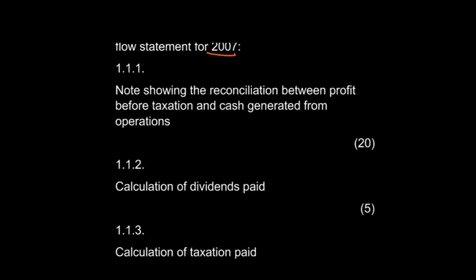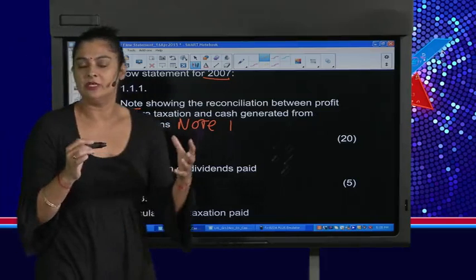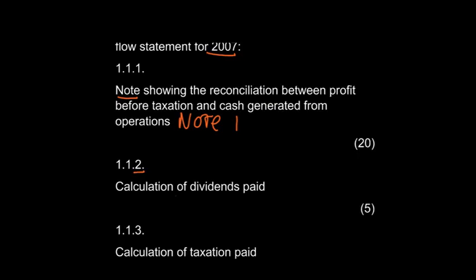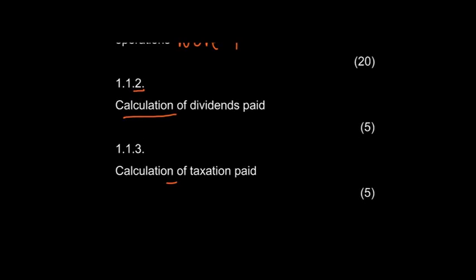Right, let's read. We're going to firstly complete the note showing the reconciliation between profit before taxation and cash generated from operations, and most of you know this note as note 1. This is for 20 marks. It's quite a long note, and the marks will obviously be much higher than the other sections of the cash flow statement. Second question, we're going to calculate the dividends paid. And then finally, question 3, calculation of taxation paid. Right, let's now go to our information and see what they've actually given us.